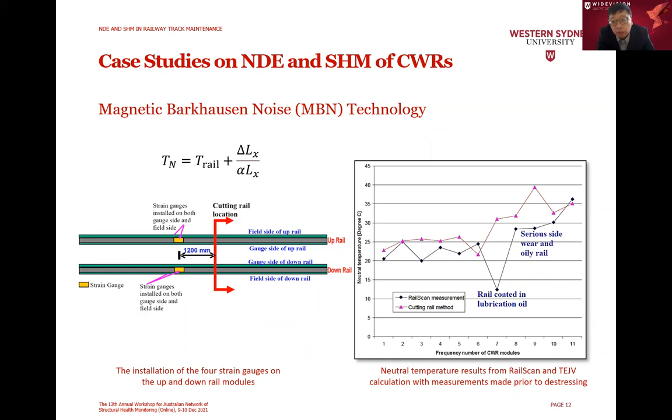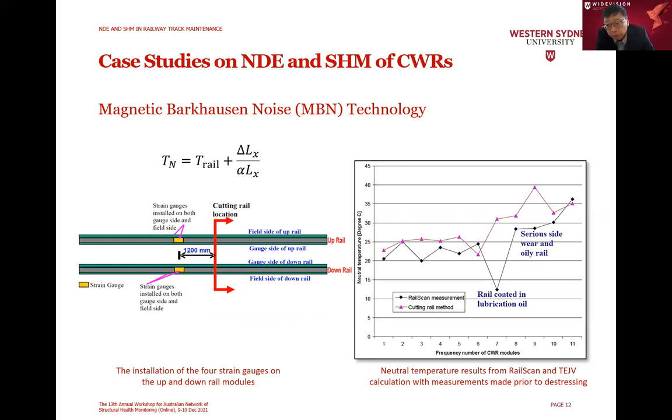Basically the cut rail method, or cutting rail method, very traditionally. We did installation of the strain gauges, four strain gauges on both the up rail and down rail, and did the cutting and looked at the measurement. In this case, we also used a different equation, considering the displacement in the longitudinal direction and the original length of the rail. So we get the results as well.